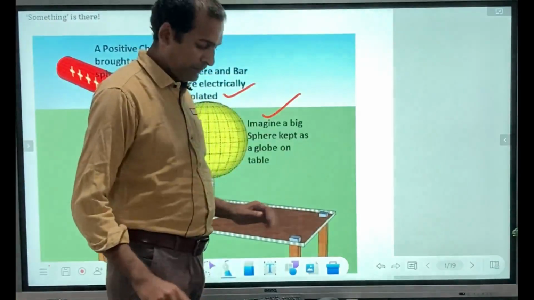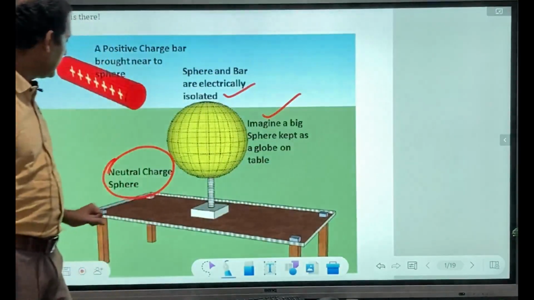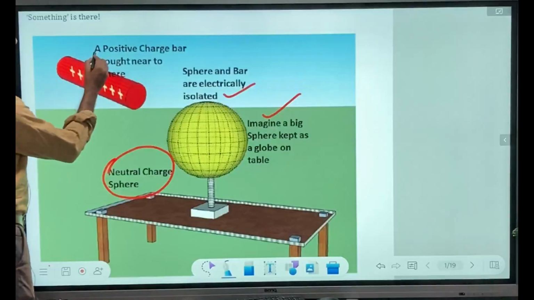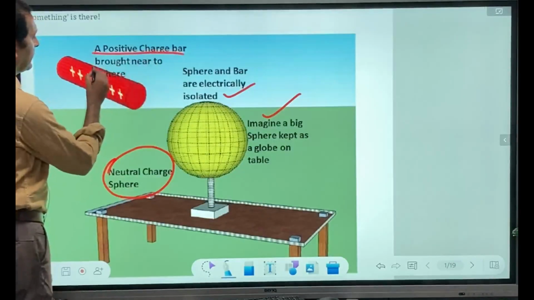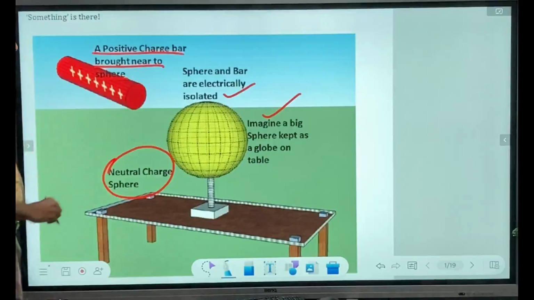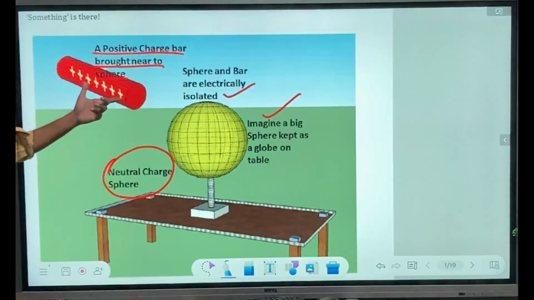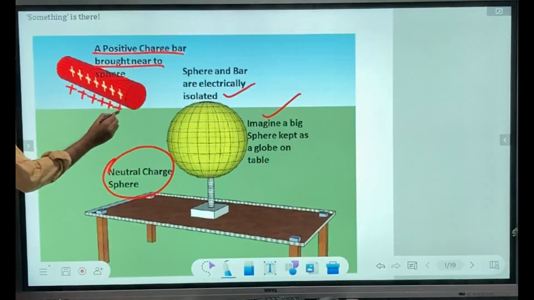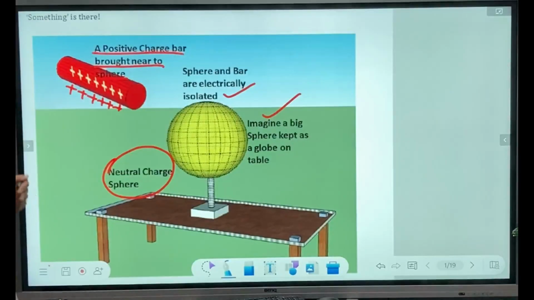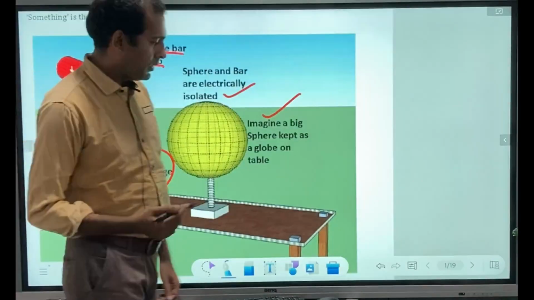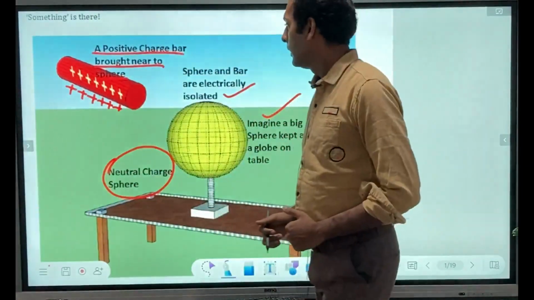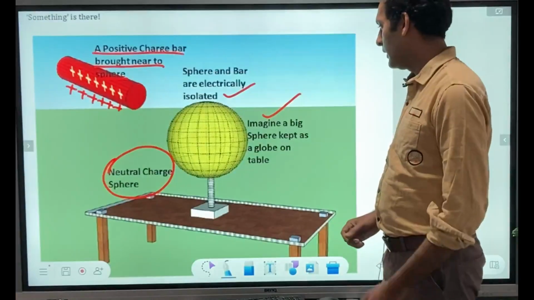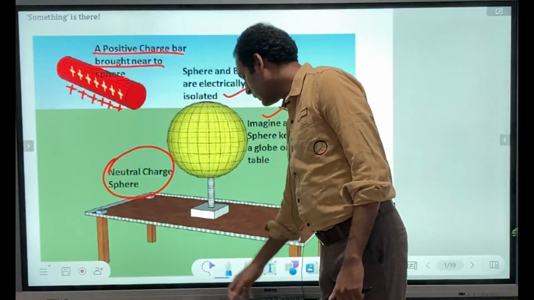It is electrically isolated, and if we bring a positive charge bar near to this sphere, so there is a bar or a conductor, we can say, where there is a positive charge and we are bringing it near this sphere, then what is the observation? What may be the possible output of this setup? That we have to discuss.